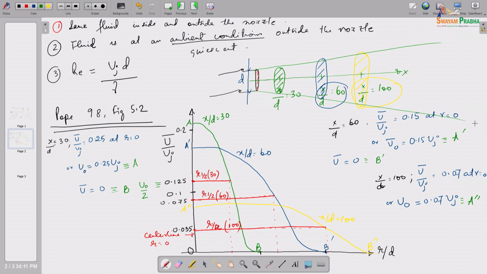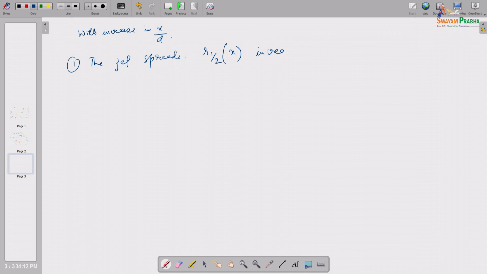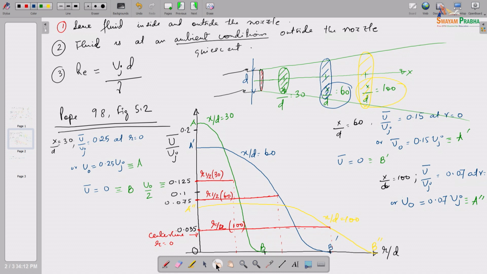So, as I move along in the direction of x, the jet basically spreads. In summary, if I had to write, with increase in x by d, number one, the jet spreads. That is easy to see, right. Why? Because r half increases. You can see here for yourself. If you see here, the r half is basically increasing. Okay. So, r half here increases, you can see the length increases.